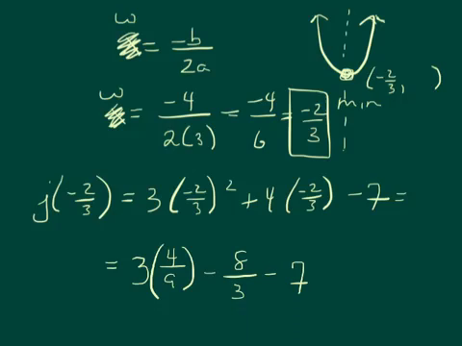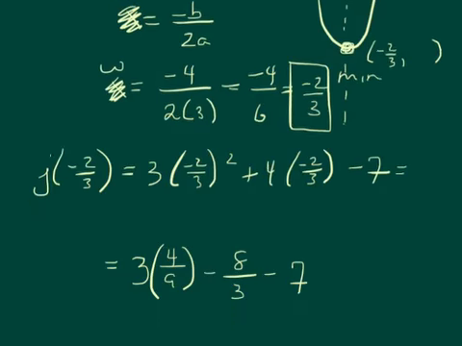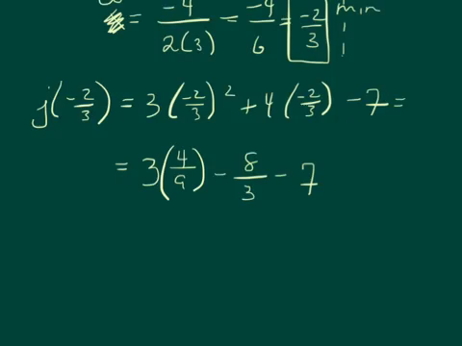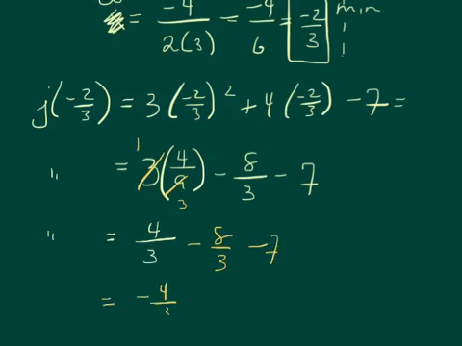So I take the negative 2/3 and square it, which gives me 4/9. The 4 times the negative 2/3 gives me negative 8/3. So that's at least simplified so far. The 3 and the 9 reduce, right? Everybody see what I'm doing? Cancel, cancel, make that a 1, make that a 3. Okay, so 4/3 minus 8/3 is negative 4/3.